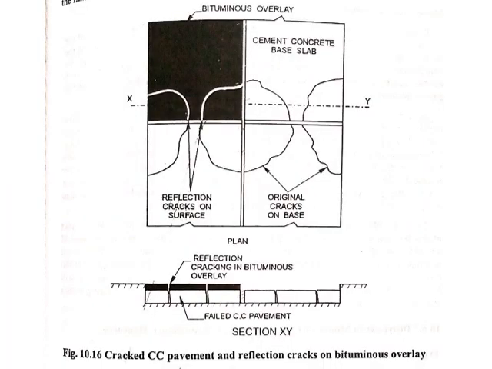This image shows the reflection cracks. That is, you can see at the bottom of the pavement section, there is a failed cement concrete pavement which has some cracks. Those cracks were not rectified or filled, and a bituminous overlay or resurfacing was done, and the cracks from the cement concrete pavement are reflected in the same way in the bituminous overlay above the failed pavement. So this is how reflection cracks occur. This is an illustration of the reflection cracks.